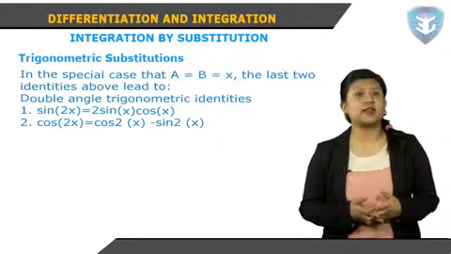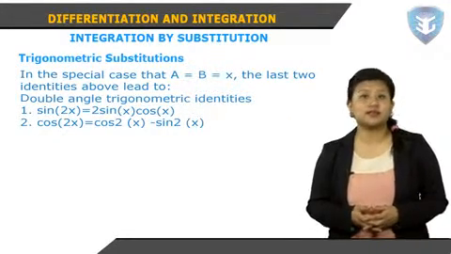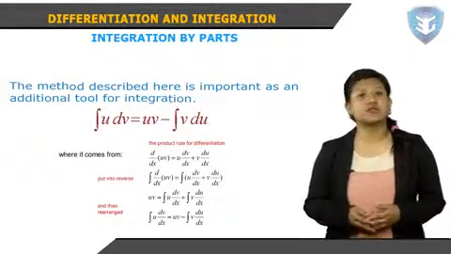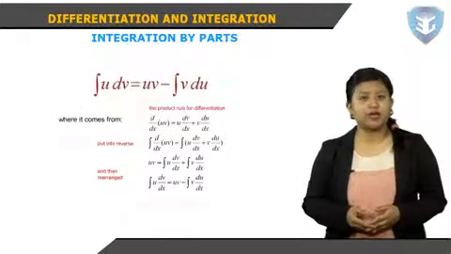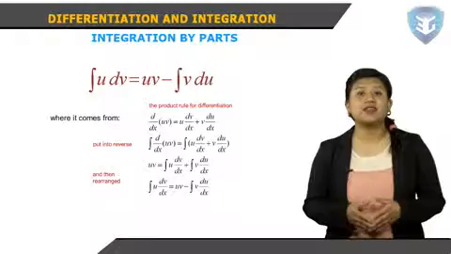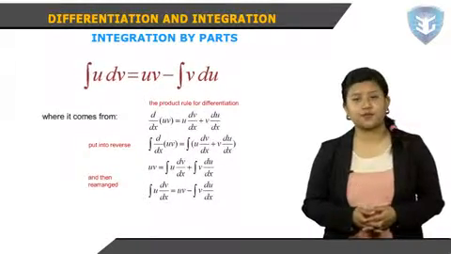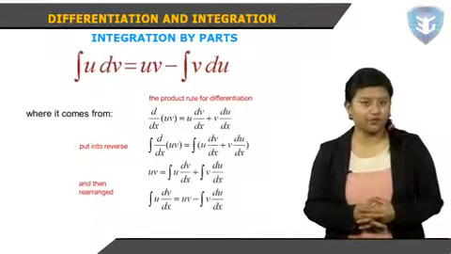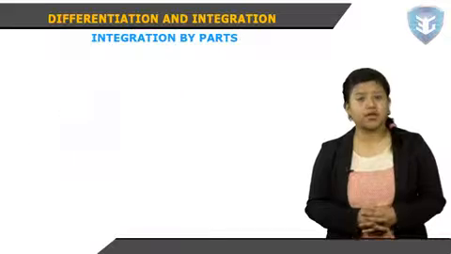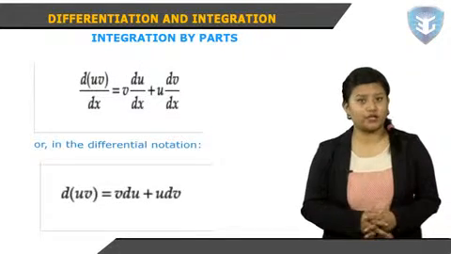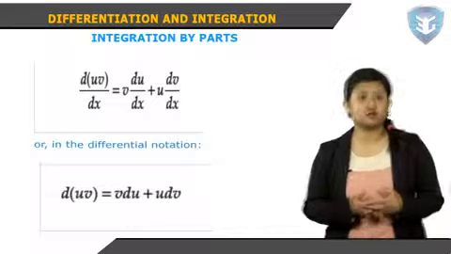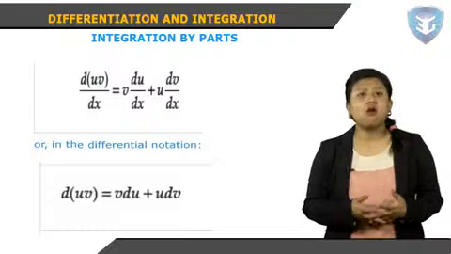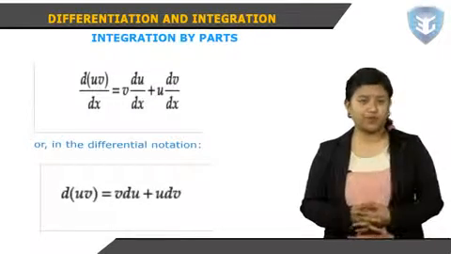In the special case that a equals b equals x, the last two identities above lead to double-angle trigonometric identities as shown. The method described here is important as an additional tool for integration. It also has independent theoretical stature in many applications in mathematics and physics. The essential idea is that in some cases we can exchange the task of integrating a function with the job of differentiating it. The idea rests on the product rule for derivatives. Suppose that u of x and v of x are two differentiable functions, then we know that the derivative of their product is as shown here, or in the differential notation as shown here.